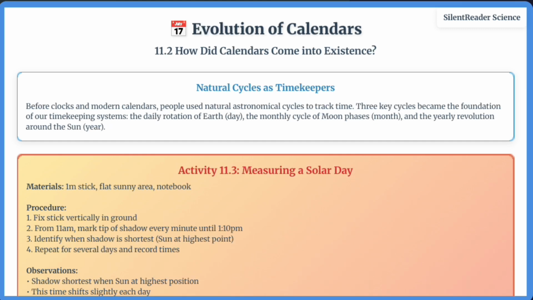Let's investigate how ancient civilizations used natural cycles to create calendars. Three fundamental cycles became the basis of timekeeping: the solar day from Earth's rotation, the lunar month from Moon's phases, and the solar year from Earth's revolution around the Sun. The challenge was that these cycles don't divide evenly. 12 lunar months equal 354 days, which is 11 days shorter than the solar year. Different civilizations developed different solutions to this mathematical problem, leading to various calendar systems.